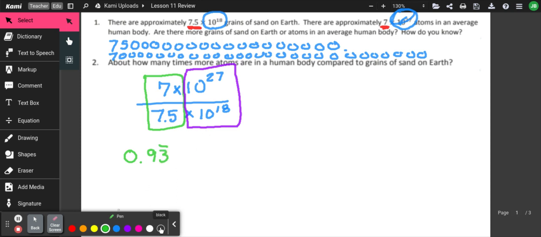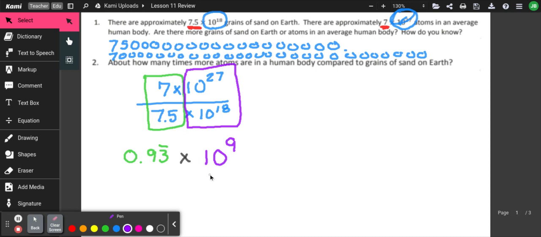And I know that this is going to be multiplied by 10 to a power. Now, to find this power, if you remember, our rule is that if we're dividing powers that have the same base, we subtract their exponential value. So really, we're looking at 10 to the 27 minus 28, which is the negative ninth power. So this should read 0.93 repeating times 10 to the ninth power.